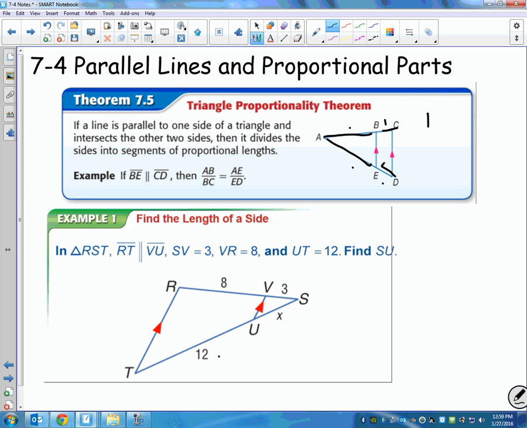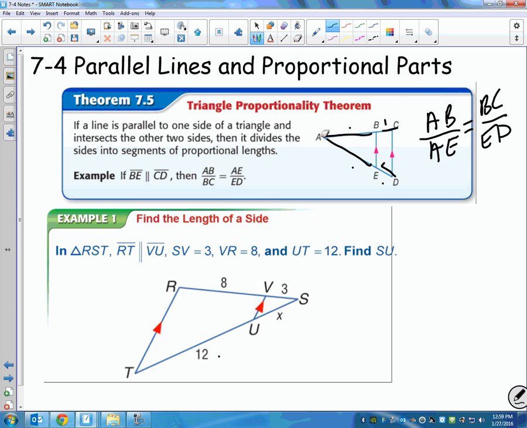So that's the same as saying AB over AE is proportional to BC over EB. Because remember, as long as you're multiplying AB and EB, it's the same thing. So whichever way you see it, we can just do a lot of problems now. So then triangle RST, RT is parallel to VU, SV equals 3, VR equals 8, and UT equals 12. Find SU.